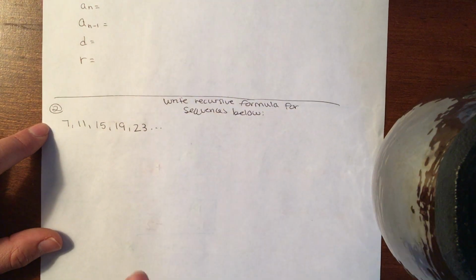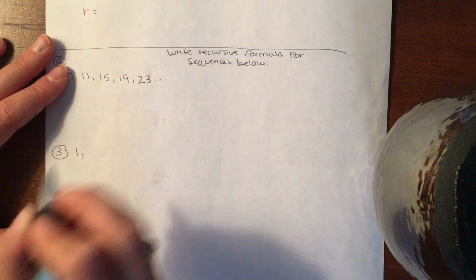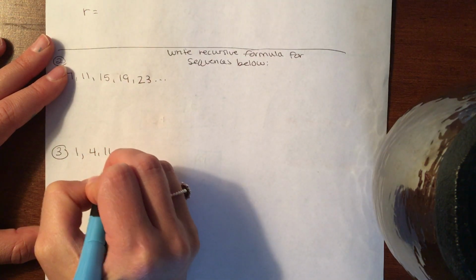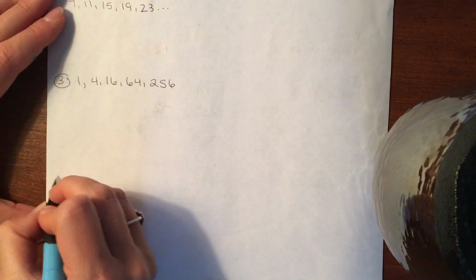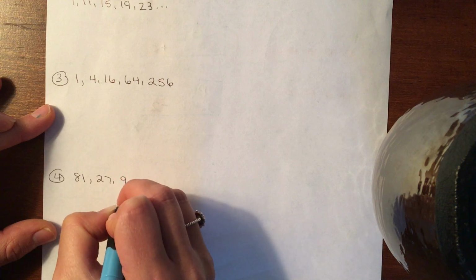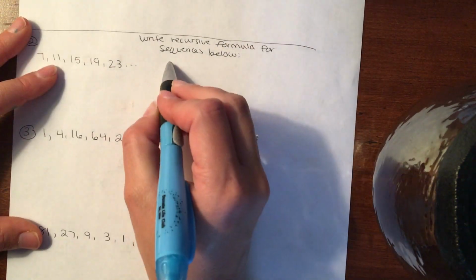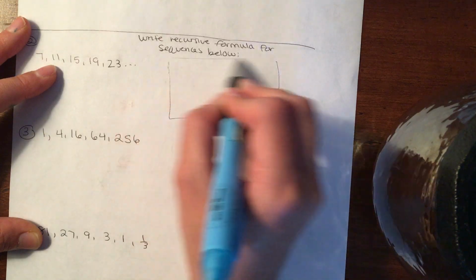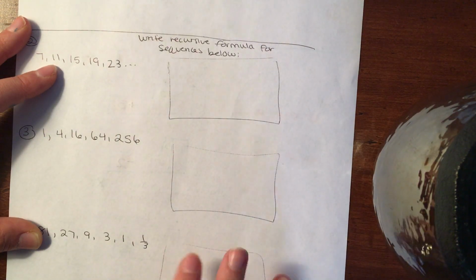You can write your recursive here if you want. Number 3 sequence is going to be 1, 4, 16, 64, and 256. And the fourth, or the third sequence, fourth question, is going to be 81, 27, 9, 3, 1, and 1/3. Okay, so why don't you write your sequences right next to them? You can draw your L box. You can draw your L's to remind you how to write the recursive. But I want to see them right here.